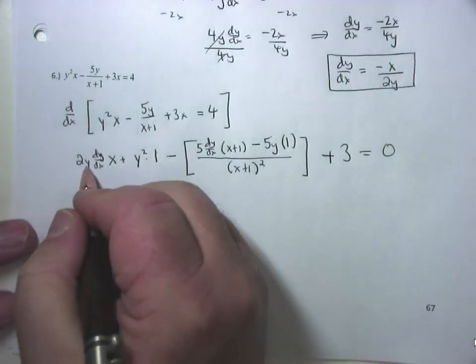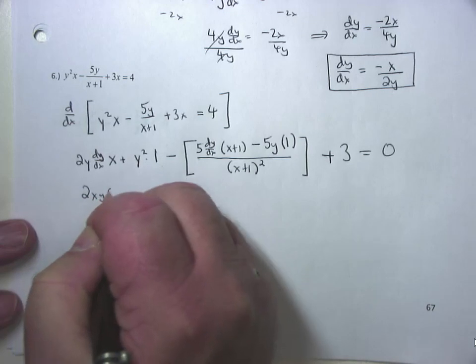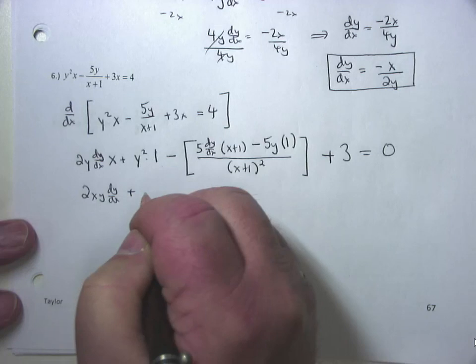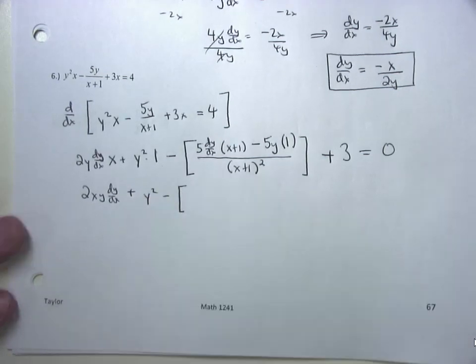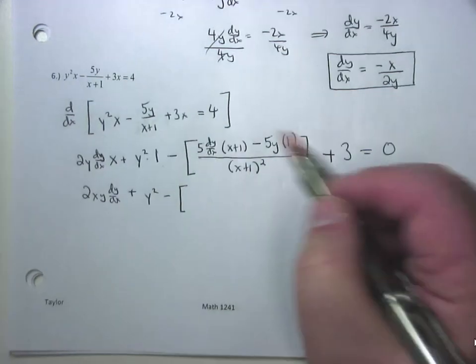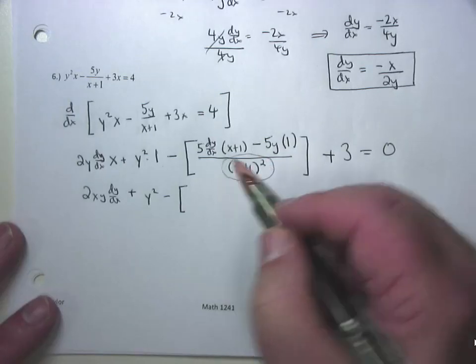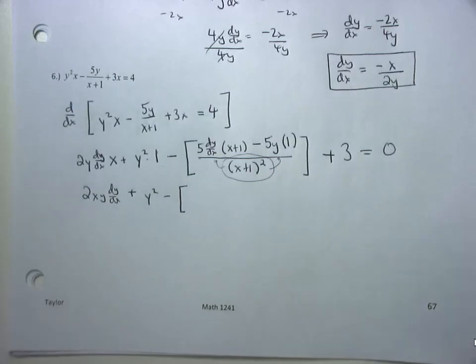Well, 2y dy over dx times x looks so much better written as 2xy dy over dx, plus y squared times 1 is just y squared, minus, now leave the bracket here. Here's the trick: cleaning them up. This is a big quotient rule, and you want to clean this guy up. You should take your denominator and put it under each term in the numerator. You're going to basically break up your fractions.